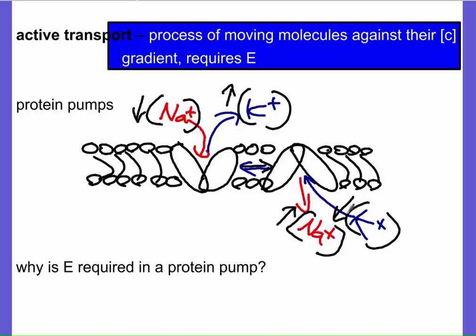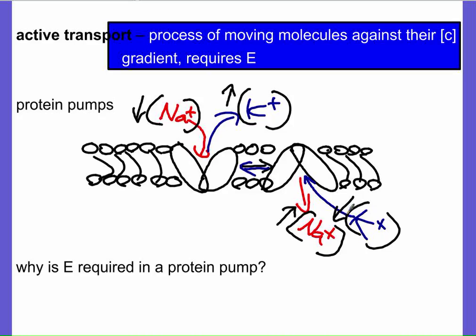Right? So again, this is supposed to be a pump. I'm forcing the sodium against this concentration gradient. I'm forcing the potassium against this concentration gradient. You build up those electrical potentials. You can use that to signal from your brain to your toes and tell them to move.